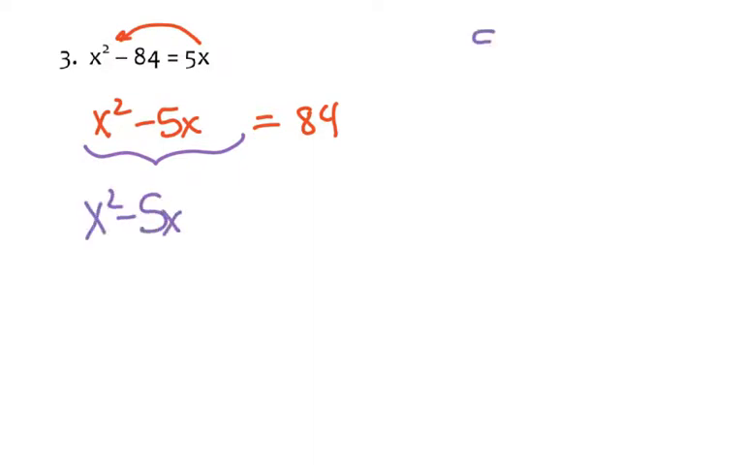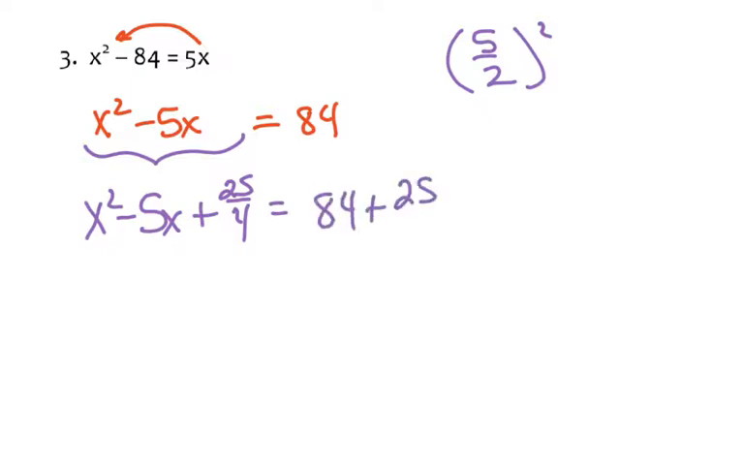Now take half of 5 and then square it. So that's going to be plus. It's always plus because when you square something, it's always positive. 25 over 2. Sorry, not over 2, over 4. And then that means that I have to add 25/4 to the other side as well to keep it even.